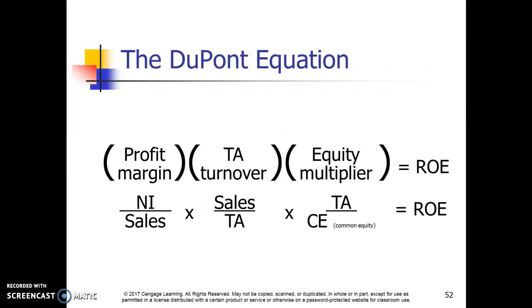So again, not going to walk through each one of these. You guys can read this. Profit margin, total asset turnover, equity multiplier. Down below we put the formulas for you so we don't have to go searching for those. So this will be a good page to have handy if you have to figure out the DuPont equation.